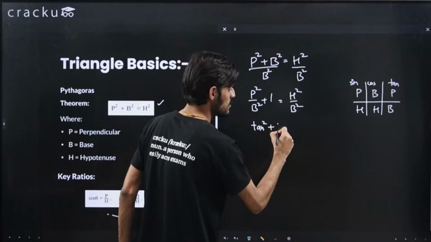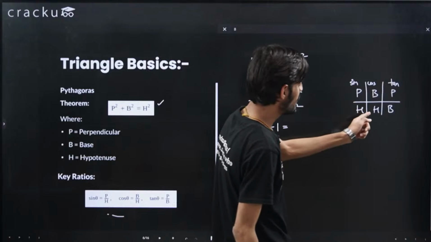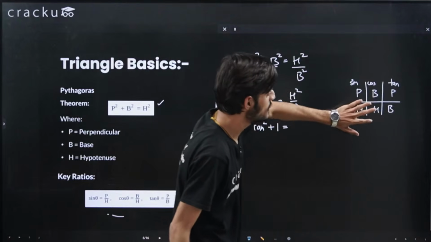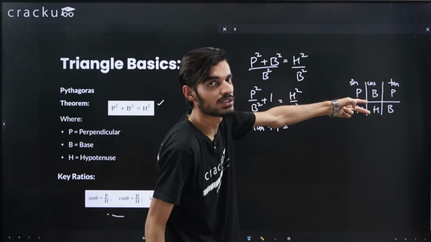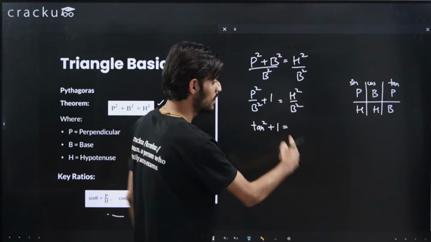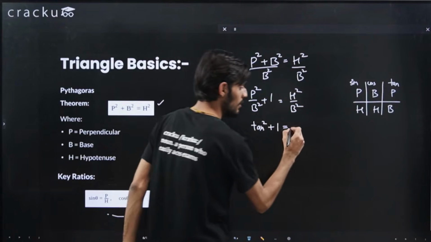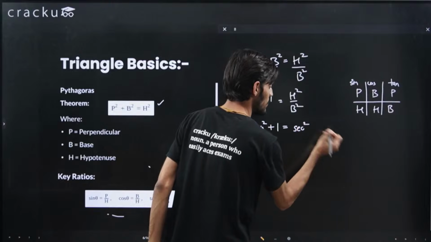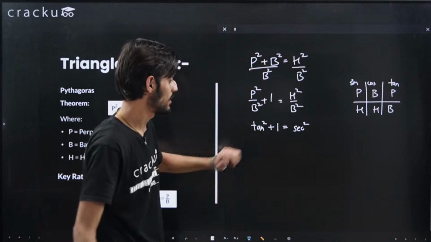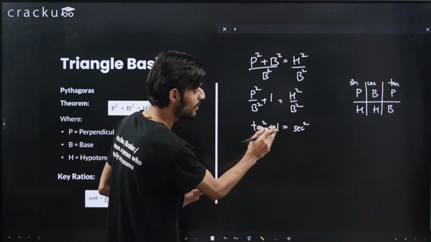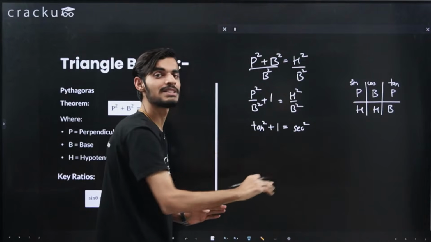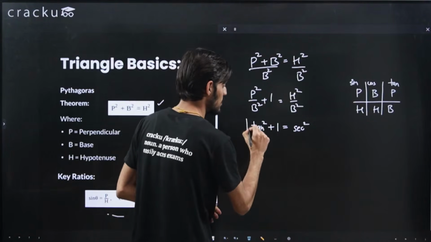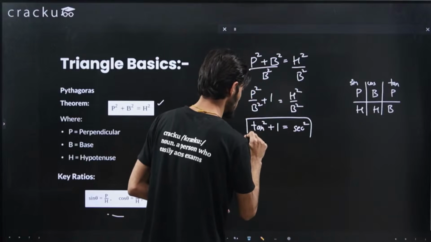plus 1, h upon b will be this. So h upon b is just reciprocal of cos. So reciprocal of cos is sec. So this will be sec square, and whatever angle you want to write. So you can remember that tan square theta plus 1 is equal to sec square theta. Theta means any angle, right? So this is also an important result that you need to remember from this.